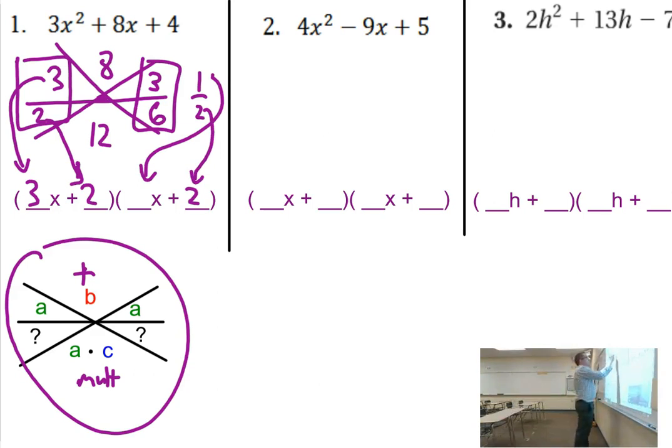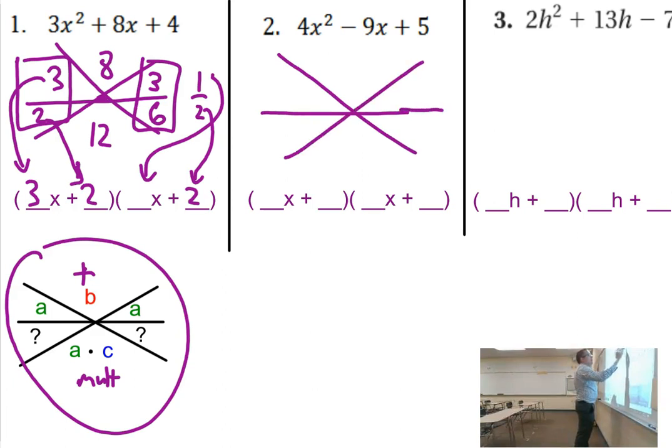All right, so let's try that with some more. Repetition will help you here. So A goes here and here, so 4 goes there and there. Negative 9 is B. A times C would be 4 times 5, which is 20. So we're looking for numbers that multiply to get 20 and add to get negative 9. So negative 4 and negative 5, I believe, do that.